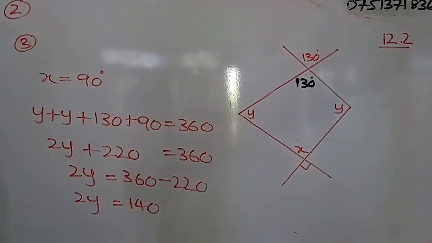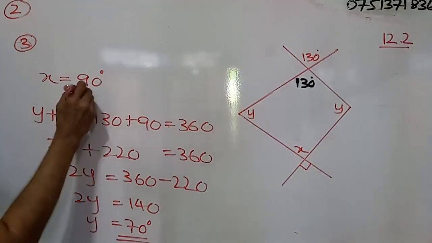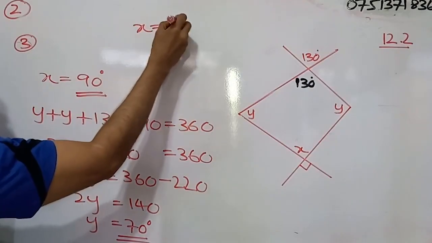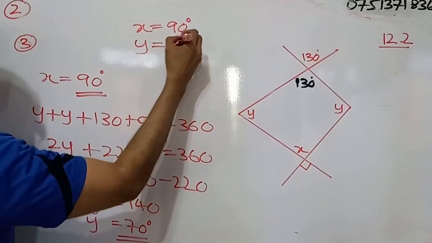Right? So that means what? Y, that is equal to 70 degrees. So in this question, X is 90 degrees, Y, that is 70 degrees.